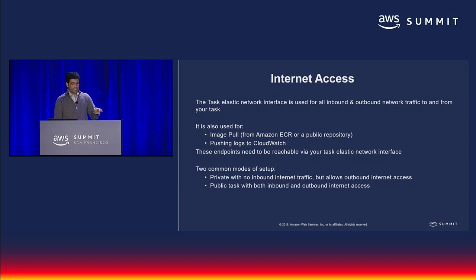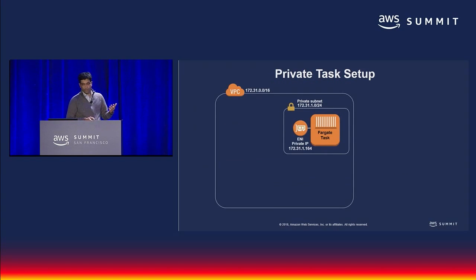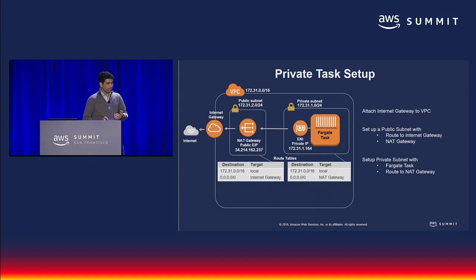So there are two common modes of setup. We'll go over each one of those. The first one is a private one, with no internet traffic, but you do want to be able to talk to the outside world for the endpoints that I mentioned before. The second one is a public one. So in the private task setup, you have an ENI over here. You have not specified a public IP. You have set up your NAT gateway and your internet gateway in the routing tables shown below so that your default route points to each of them. The internet gateway sits in a public subnet, and the NAT gateway sits in your public subnet, and your task sits in your private subnet.